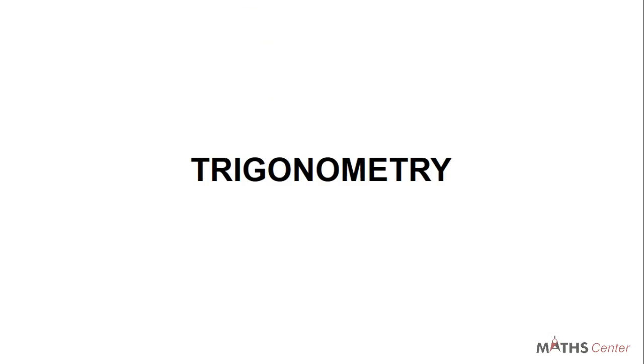We are on the topic trigonometry. In the previous video, we learned about the three trigonometric ratios: sine, cos, and tan. In this video, we are going to learn how to use these trig ratios to find the value of the acute angles in a right-angled triangle. Let's take some questions and see how to do that.